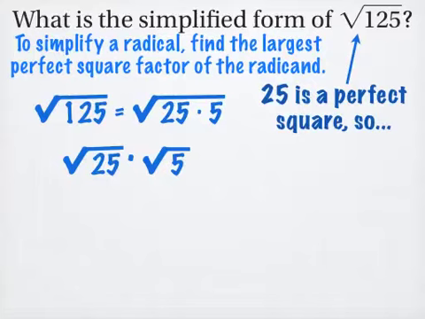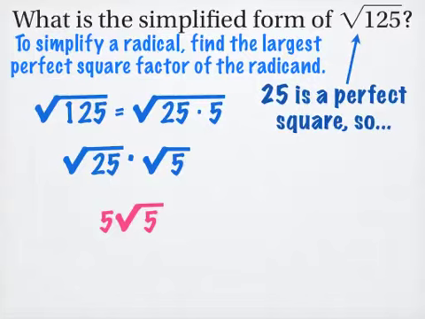Notice this is really nice because the square root of 25 is a perfect square, which means it's going to be a whole number, and the square root of 25 is 5. So I can go ahead and simplify the square root of 25, but the square root of 5 is not a perfect square, so I'm just going to have to leave the square root of 5 alone, which gives me my answer of 5 square roots of 5.